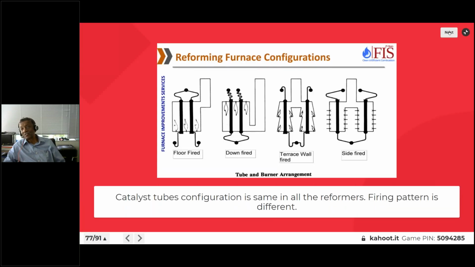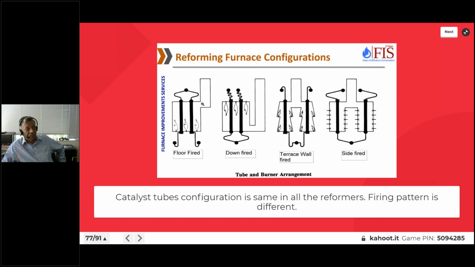So let's talk about the steam methane reformer furnace. I think we have covered the initial chemistry and the catalyst, and let's talk about the different types of furnaces. Here I have 4 furnaces for you: floor fired, down fired, terrace wall fired, and side wall fired. The common thing is that the catalyst tube configuration does not change in any of the designs. Whether you're looking at floor fired or down fired, the number of catalyst tubes, the size, all those things are the same. What is changing is the firing pattern.